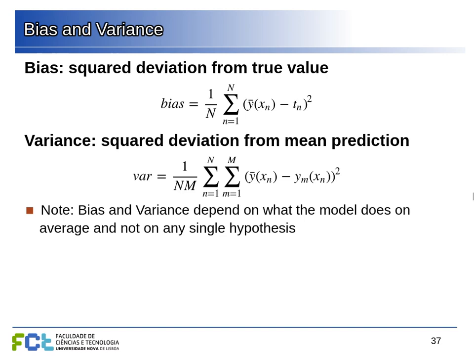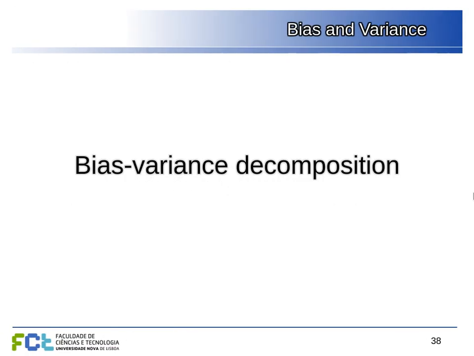So note that both bias and variance are measures that correspond to the model. They do not correspond to any single hypothesis, because we have to average over many different hypotheses to get an estimate of bias and variance. So now, how can we measure bias and variance, and what good is this for?